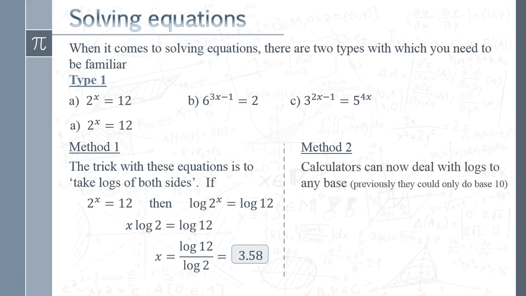But if we're doing it now on a calculator that can deal with any base, all we've got to do is take that sentence there and rewrite it using logs. So we're going to go for log to the base 2 of 12 equals x. There we go. And then all you've got to do is type that into your calculator, which is a whole lot more straightforward than what we saw on this side of the screen.